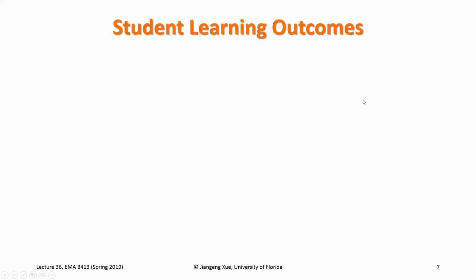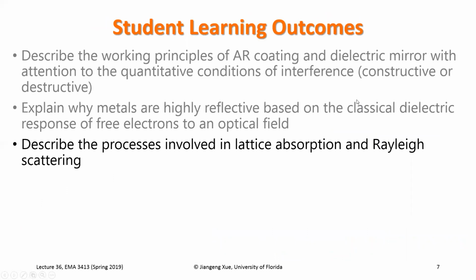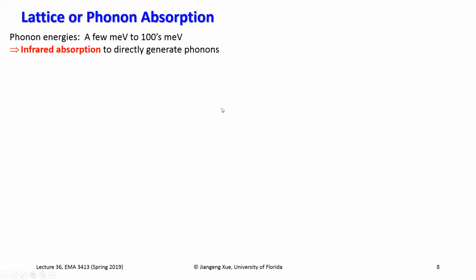The next student outcome is to describe the processes involved in lattice absorption and Rayleigh scattering. Lattice absorption is basically absorption of a photon to generate a phonon inside materials. Because the phonon energy is typically on the order of a few milli-electron volts to maybe hundreds of milli-electron volts, the corresponding wavelength of the light, the photons, will be in the infrared range, so that's why we call it infrared absorption as well.